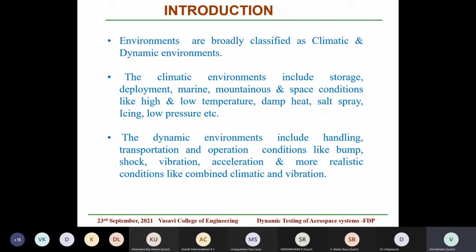Environments for this category of aerospace and defense systems are generally categorized into two types: climatic and dynamic. Climatic means the natural environments, which include storage and deployment, depending on marine and mountainous conditions, like high temperature, low temperature, thermal shock, damp heat, and other things. But I'll be dwelling mostly on dynamic environments in this session, which are man-made or due to operational requirements.